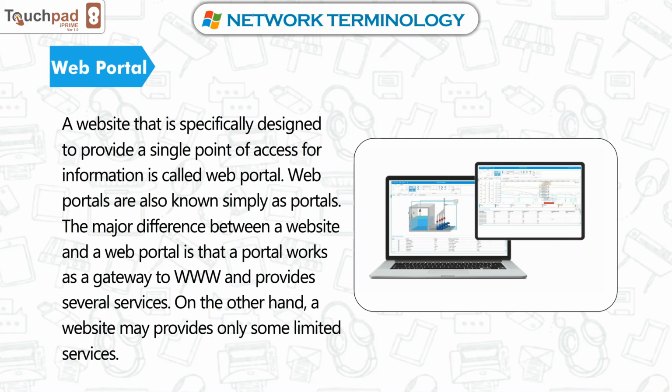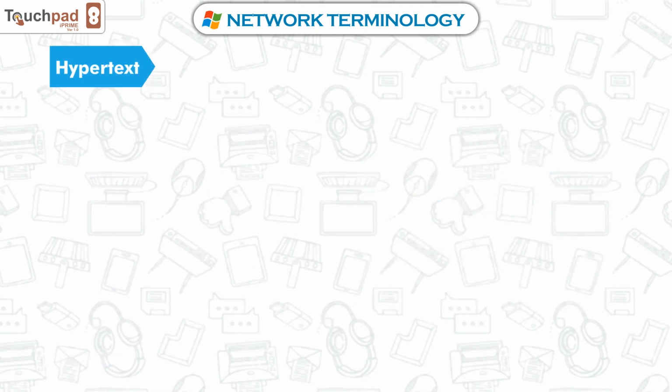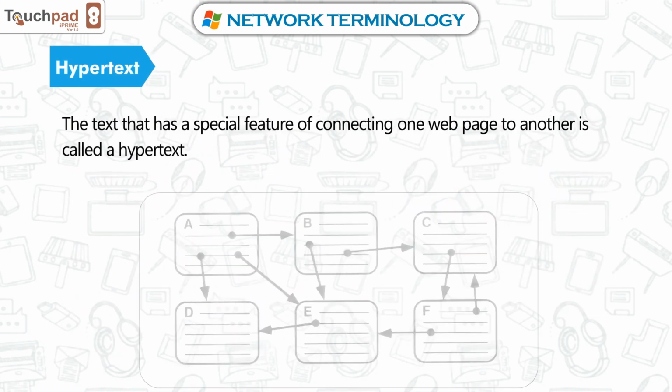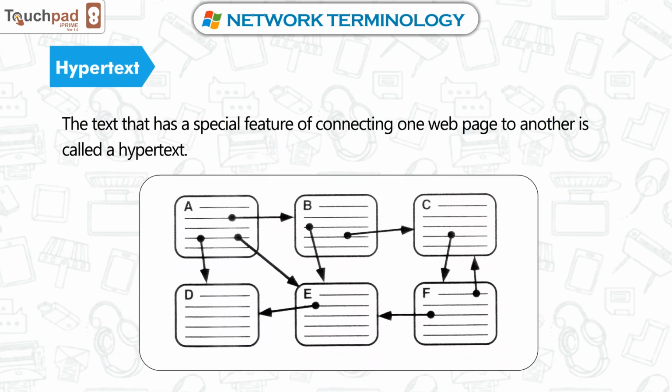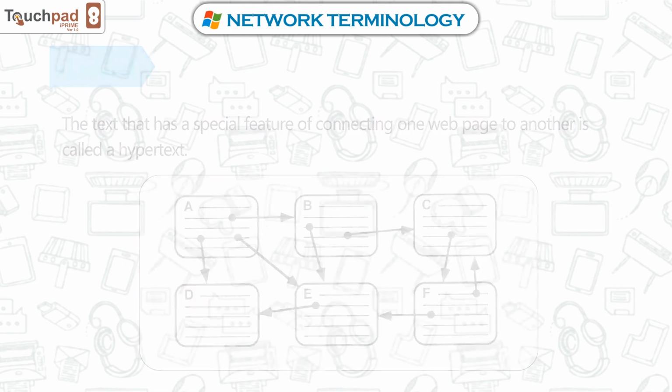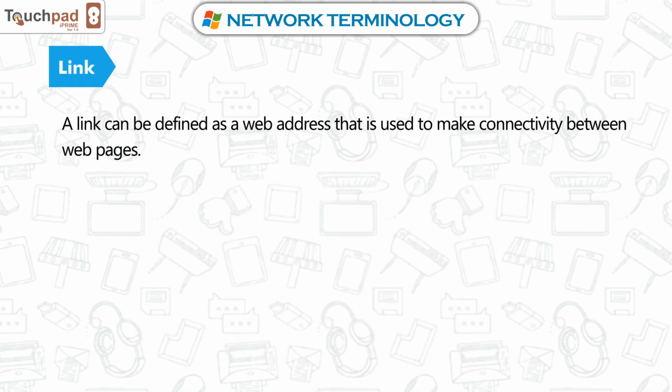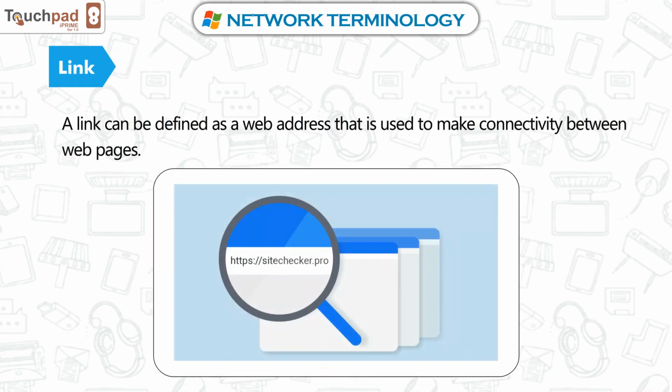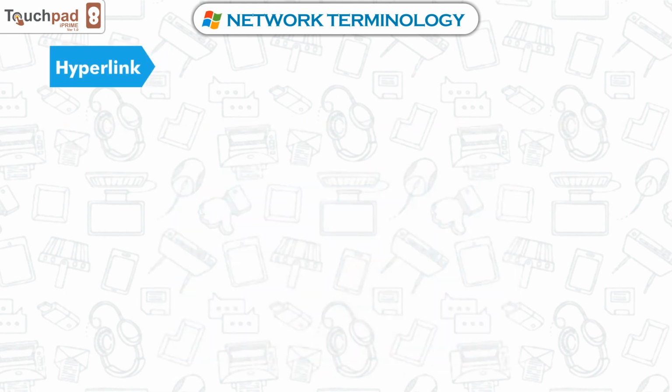On the other hand, a website may provide only some limited services. Hypertext. The text that has a special feature of connecting one web page to another is called a hypertext. Link. A link can be defined as a web address that is used to make connectivity between web pages.